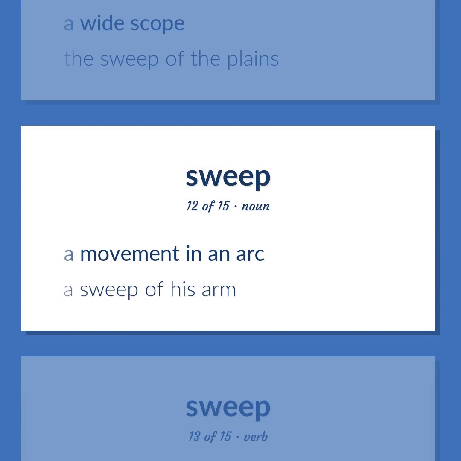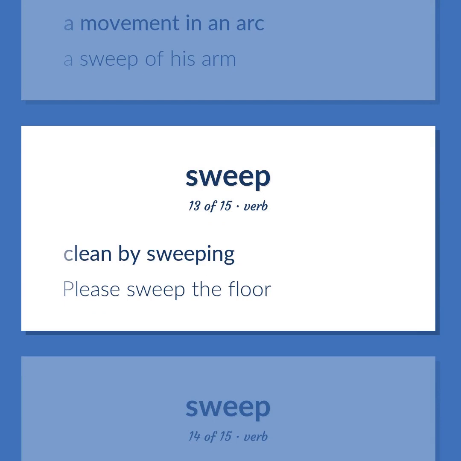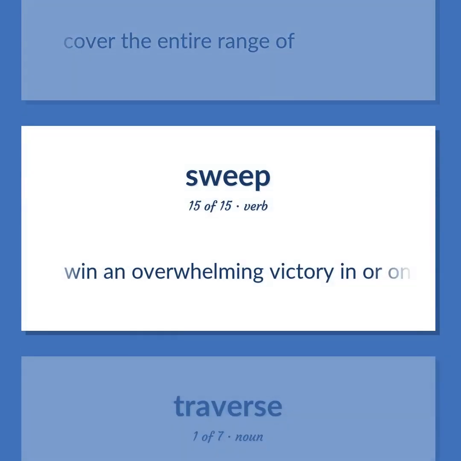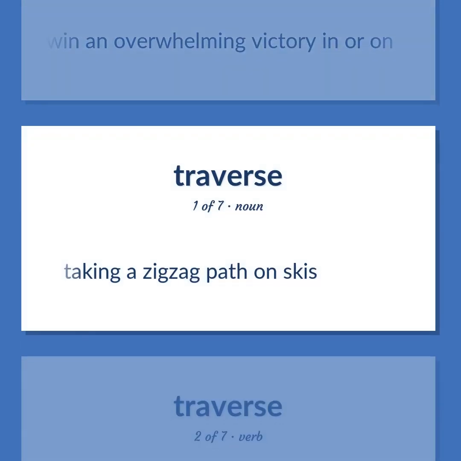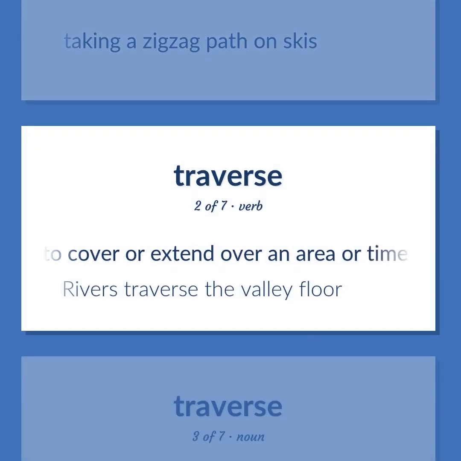A movement in an arc. A sweep of his arm. Clean by sweeping. Please sweep the floor. Cover the entire range of. Win an overwhelming victory in or on. Taking a zigzag path on skis. To cover or extend over an area or time period. Rivers traverse the valley floor.